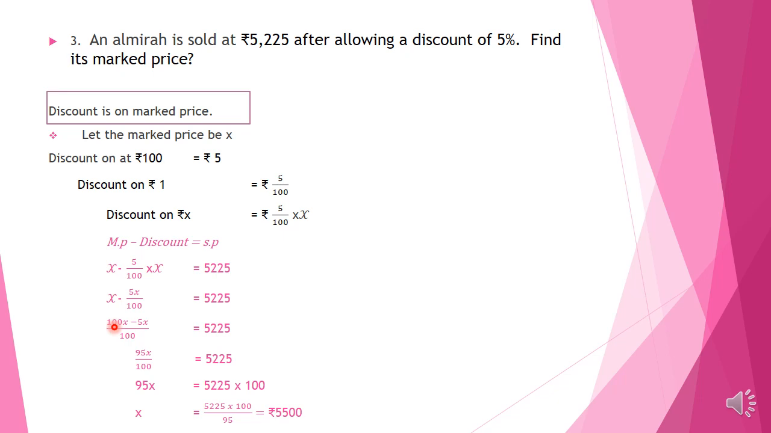5,225. 100x minus 5x equals 95x, divided by 100, is equal to 5,225. And now we have to cross multiply. 95x equal to 5,225 into 100. Therefore, x equals 5,225 into 100 divided by 95. And on simplification we get 5,500.